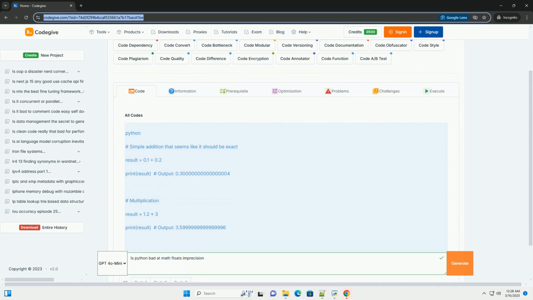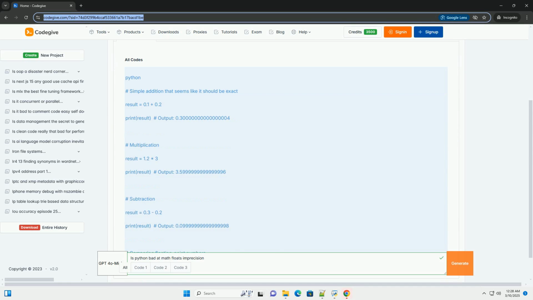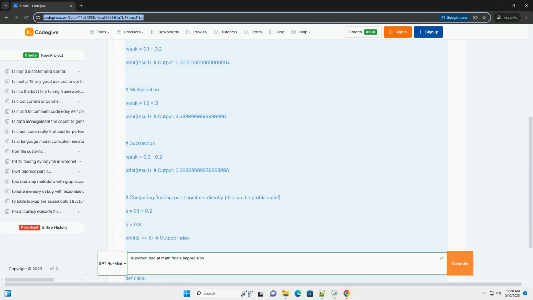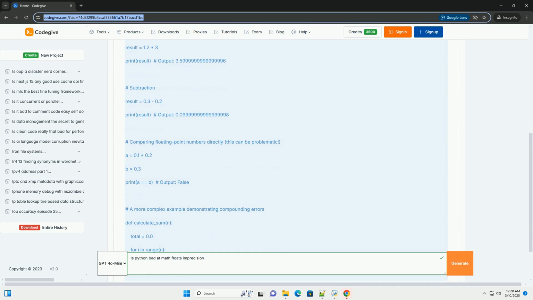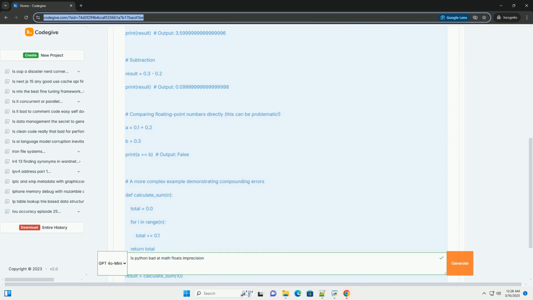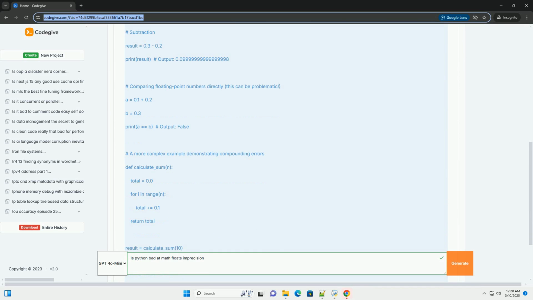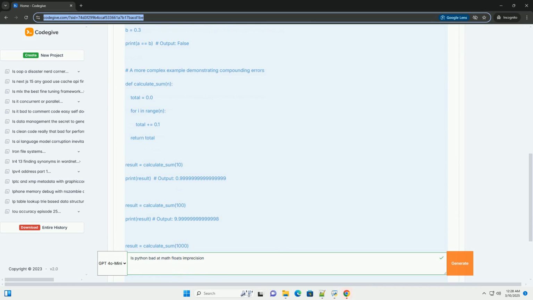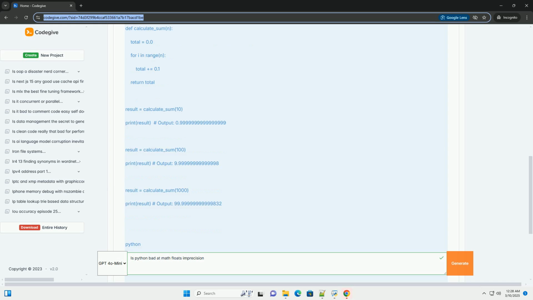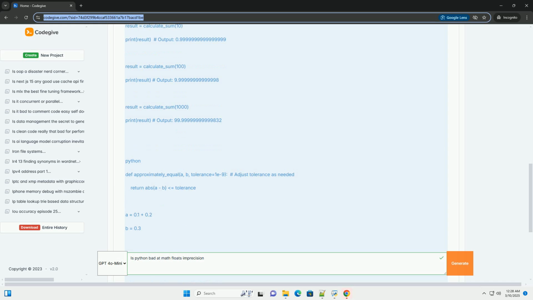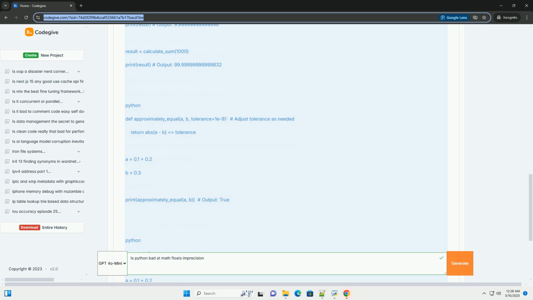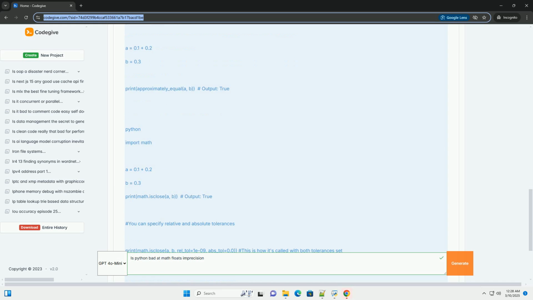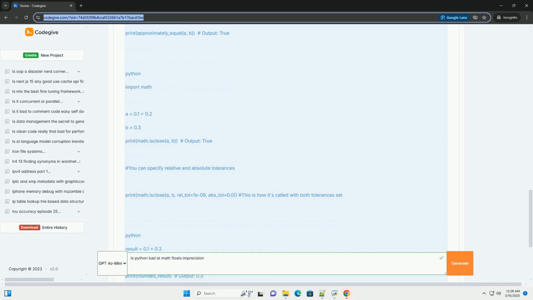The perils of floating point imprecision in Python, and beyond. Python, like most programming languages, uses the IEEE 754 standard for representing floating point numbers. This standard is incredibly efficient and allows us to represent a wide range of real numbers using a finite number of bits. However, it also introduces a subtle but crucial challenge: floating point imprecision.